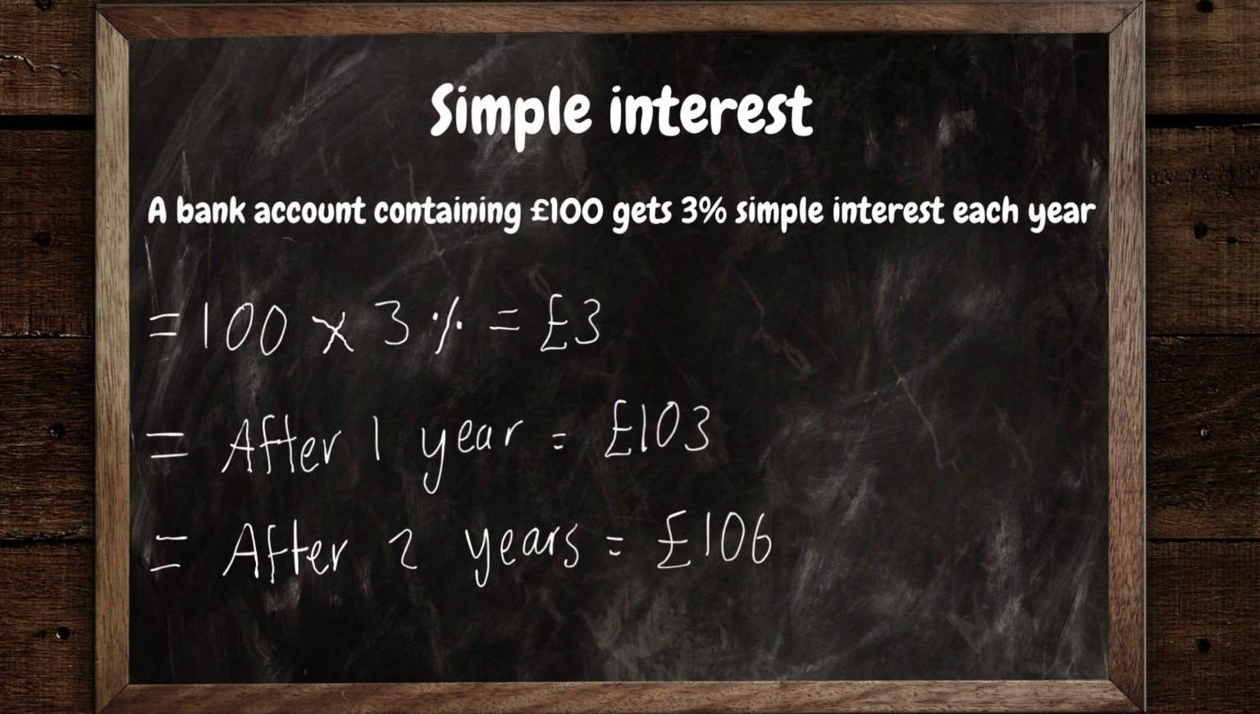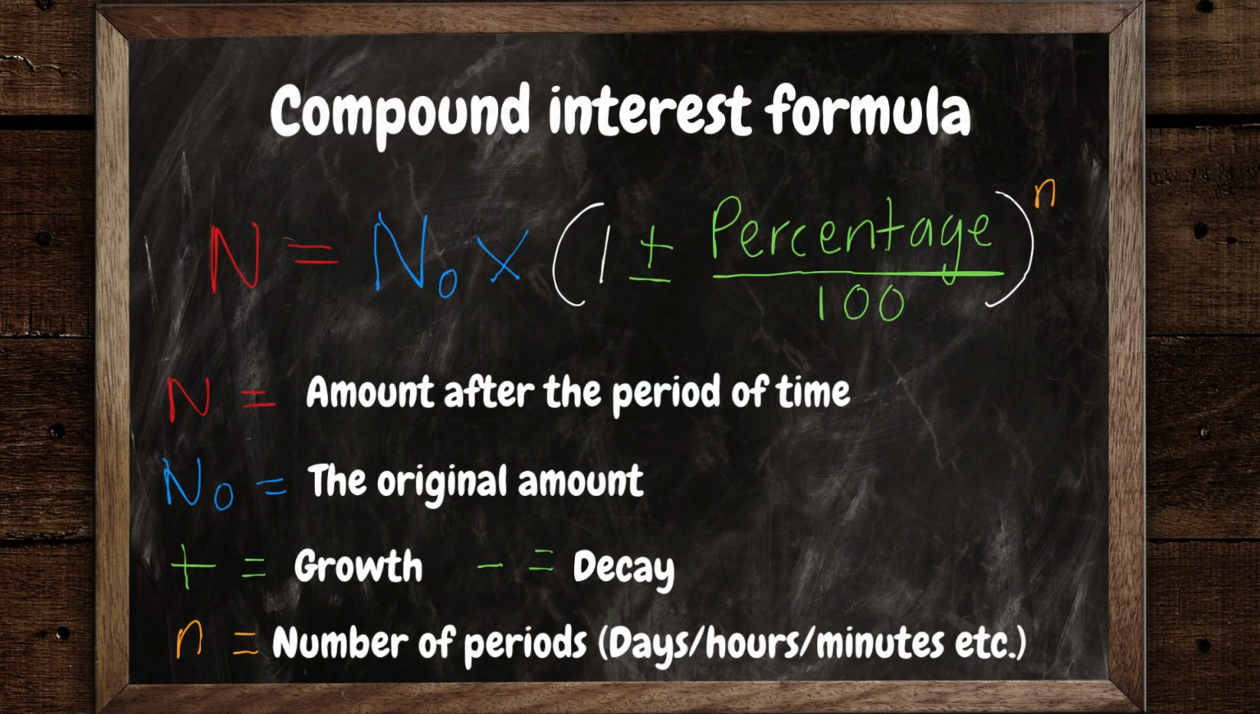So after the first year, you have £103. After the second year, you have £106. After the third year, you have £109, and so on. Okay? On the other hand, compound interest is when you take the original value and increase it by a percentage. So in a specified time period, you'll take this new value and increase it by the same percentage again and again. You get interest on top of your interest.